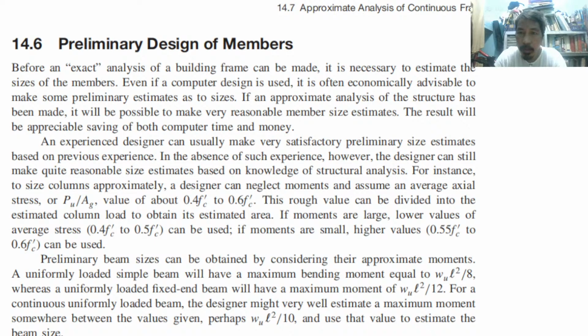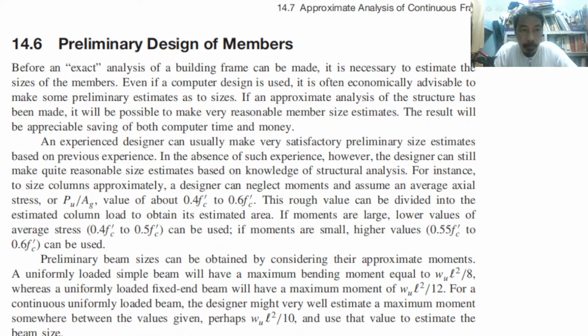Therefore, what is the usefulness of this? Preliminary design of members. So immediately we can have a preliminary design and we use that estimate already. Then if you want, you can have a final design. However, what I experience in the field, the preliminary design will be the final design. If you become an engineer, try to observe. They will not change it. The preliminary design estimate will become the final design.